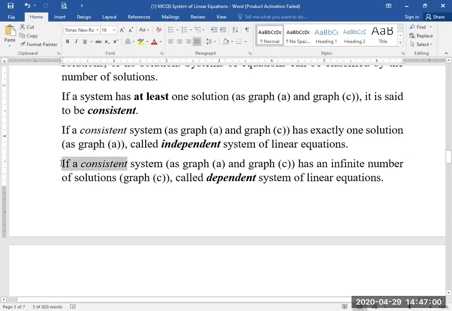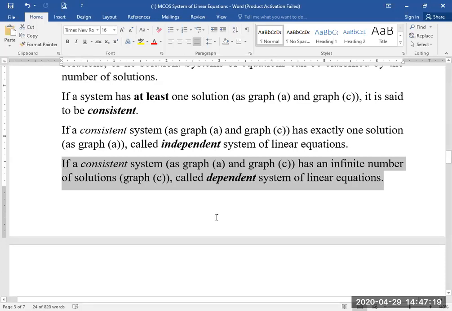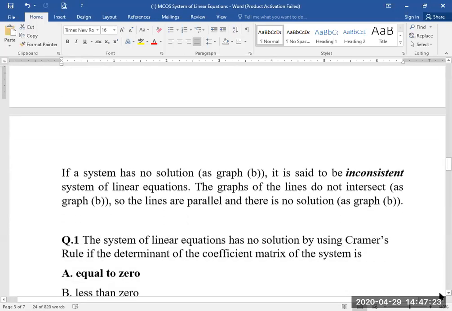A consistent system means a system where at least one solution exists. If there are infinitely many solutions, as in graph C, it is called a dependent system. We call that system a dependent system because it has more than one solution.